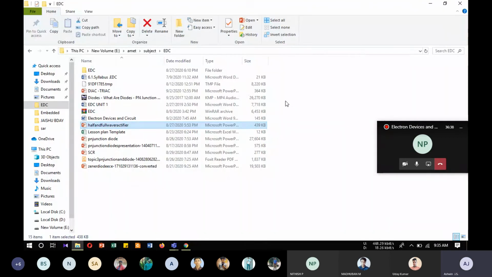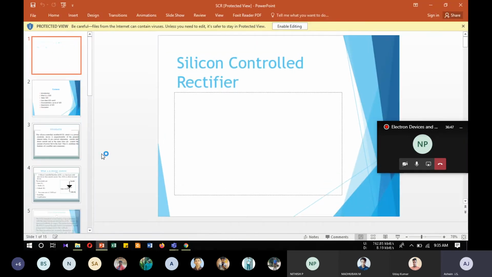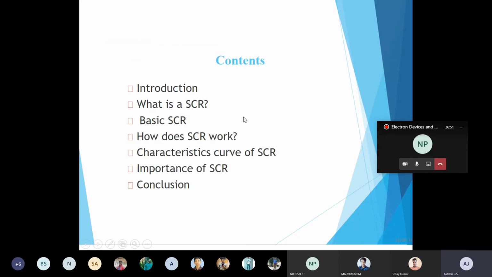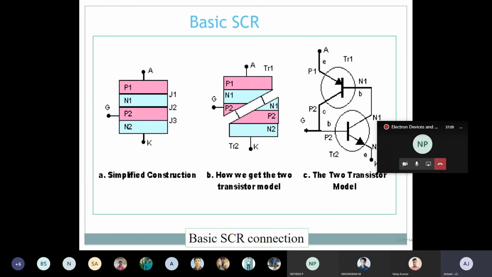Okay, so next we will discuss the SCR, silicon controlled rectifier, which has 4 layers of different semiconductor. So here, 3 terminals with 4 layers. The 3 terminals are anode, cathode and gate. The gate is used to make the current flow from anode to cathode. If you see the structure, it will be P1, N1, P2 and N2. And for the model, they have given a transistor model. The next unit's first chapter is the transistor. We will study that, so that you can easily understand how the transistor functions.